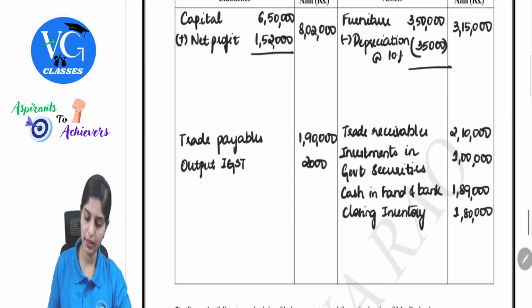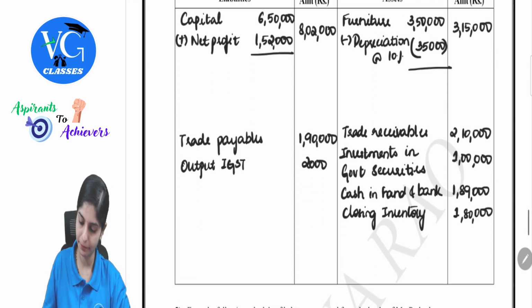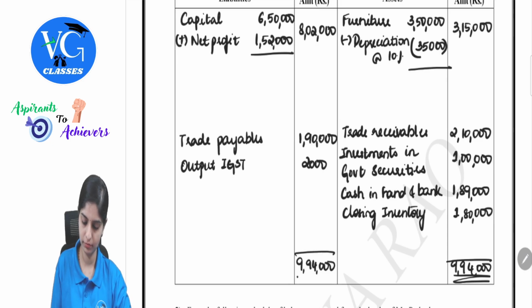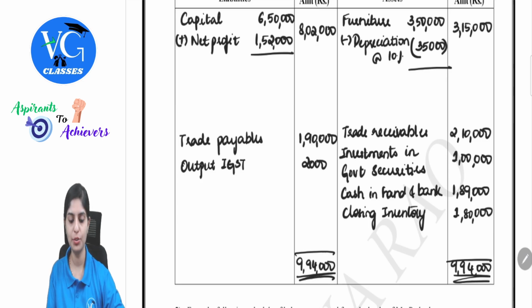Now just check whether your balance sheet is tallying. 3 lakh 15 plus 2 lakh 10 plus 1 lakh 89 plus 1 lakh 80, both sides 9 lakh 94,000. I hope all of you understood, guys.